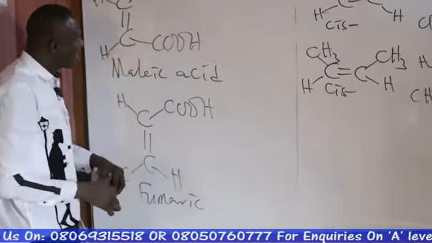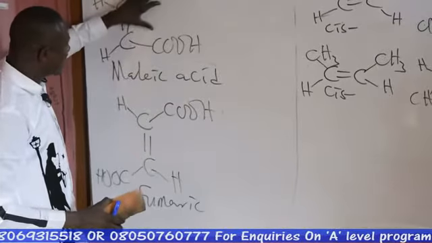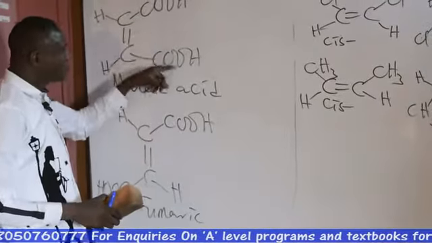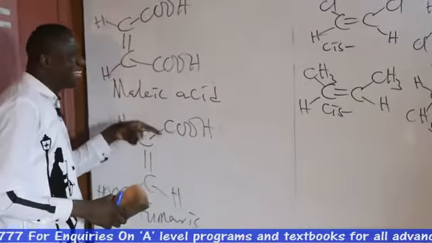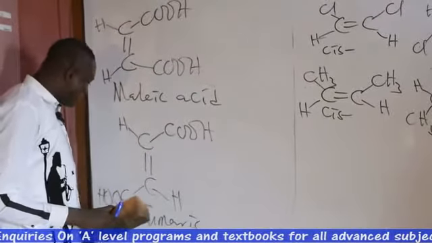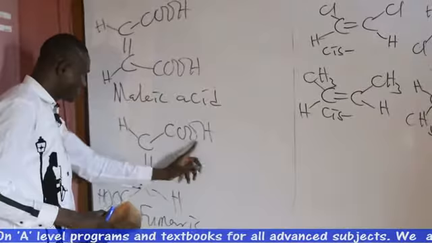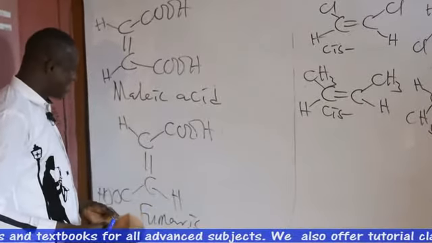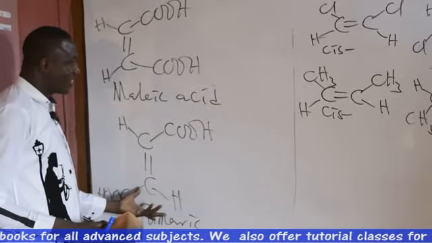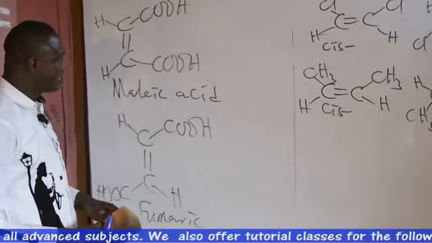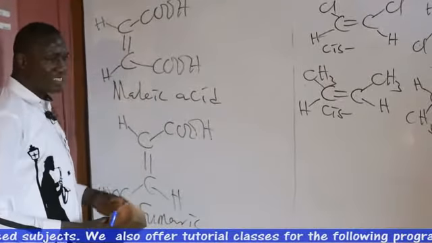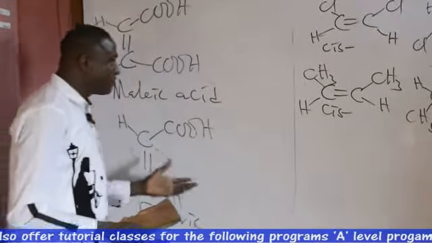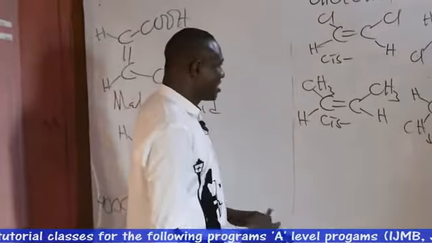And as a result of that, the orientation of the maleic acid makes it possible for the molecule to undergo what we call intramolecular dehydration, resulting in maleic anhydride. While this one, because the carboxyl groups are far away from each other, such an intramolecular reaction cannot occur in fumaric acid. So this is one of the differences between the cis and the trans isomers. And at times, they may differ in color, they may differ in terms of boiling and melting points, and other physical characteristics.